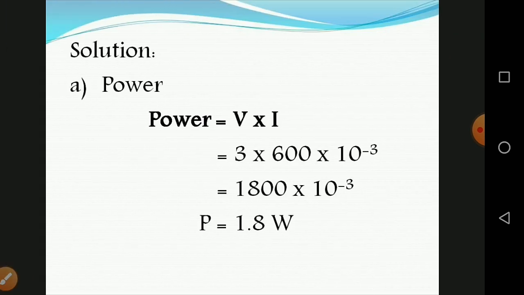Power, the formula for power is P equals V into I, that means voltage into current. So 3 volt and 600 milliampere. If we convert to ampere, 600 into 10 to the power of minus 3. So we multiply 3 into 600, 1800 into 10 to the power of minus 3, which gives 1.8. So power is equal to 1.8 watt.